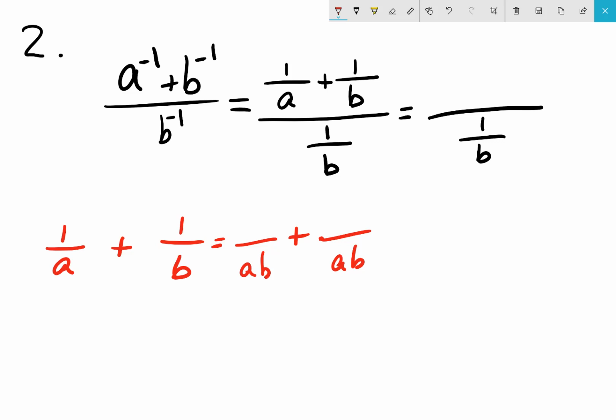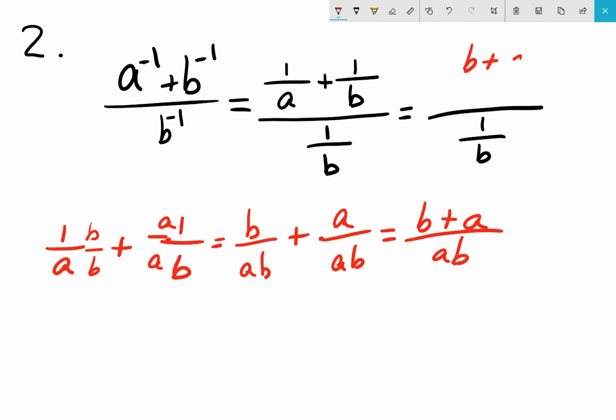So to get that denominator of ab, I'm going to have to multiply 1 over a times b over b, which is going to give me b over ab. I'm going to have to multiply 1 over b times a over a. That's going to give me a over ab. Now we add the numerators, and the denominator stays the same. Don't add the denominators. So that is my numerator up here, b plus a over ab.